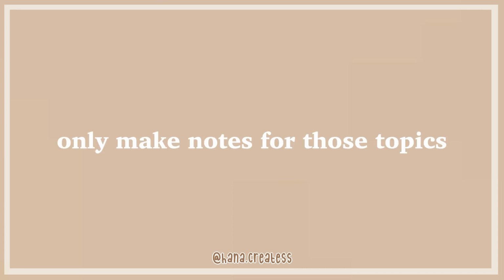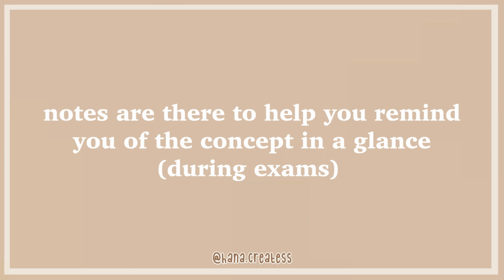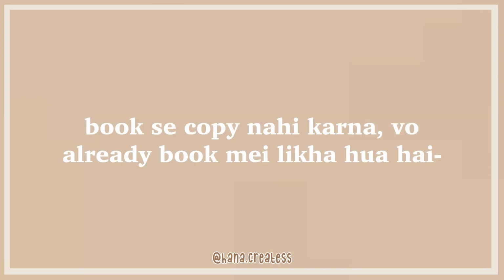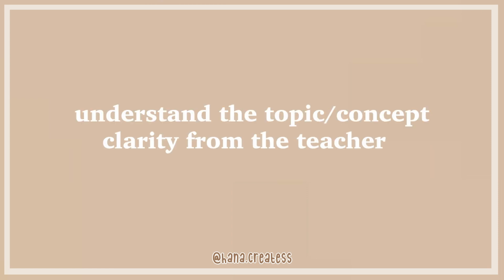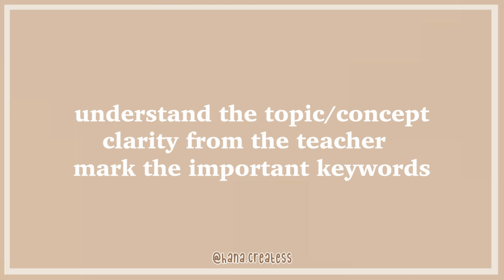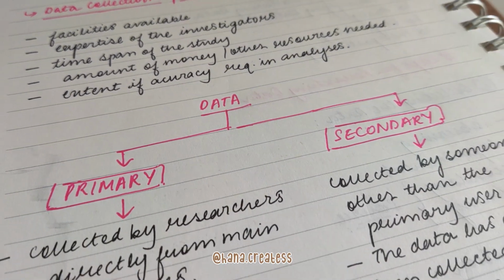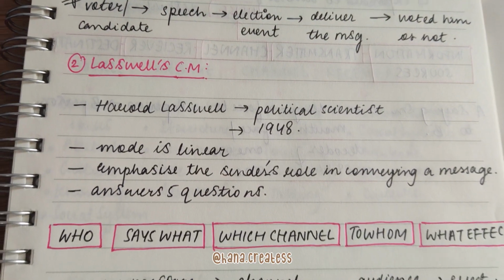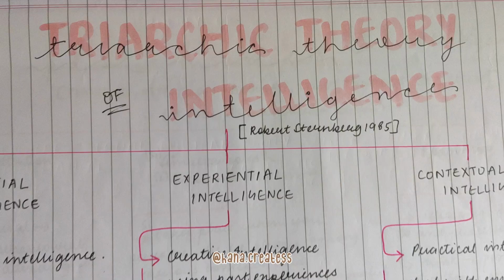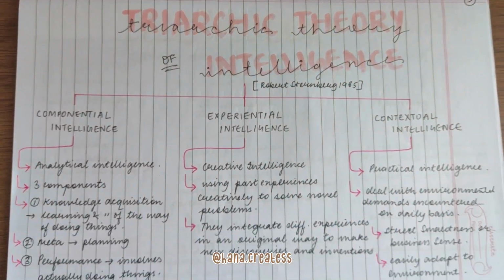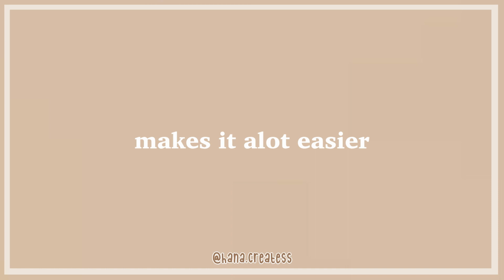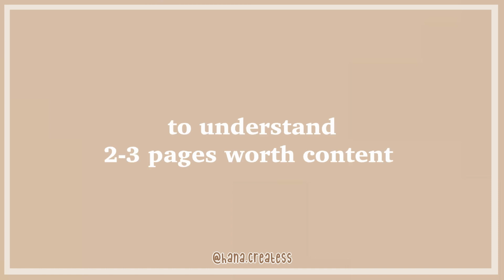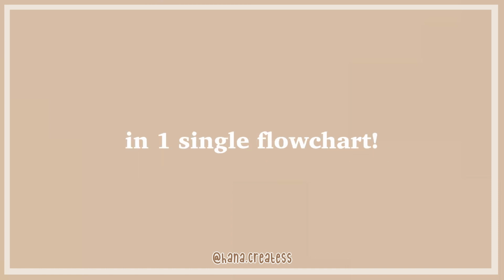Only make notes for those topics that you have difficulty in understanding, because the notes are there for you to look and understand within a minute, not to copy down everything that is written in the book. So first understand the topic, get clarity from the teacher, mark down the important keywords, because now you're clear in your head that okay, this is the main heading and under this these are all the subheadings, these are all its types. And then you can write the keywords or one or two explanation points for each subheading, and this way it just makes it so much easier for you to understand maybe 2-3 pages worth of content in just one single flowchart, and it makes your life so much easier.